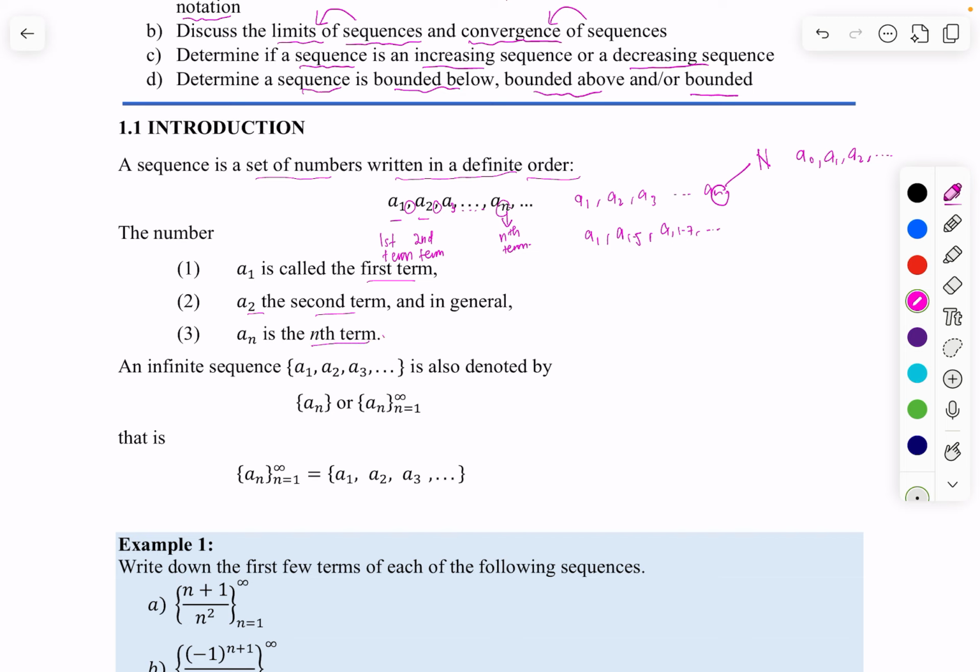And then an infinite sequence is also denoted by this generalized notation. That is, we have the curly braces of the sequence {an}, such that we can define that n starts with 1 until infinity. This one we call an infinite sequence because it goes until infinity. If you try to expand the same thing, it should be A1, A2, A3, and so on, until I can write the last term as A infinity, but we don't know the exact value of infinity. Of course, it goes forever.